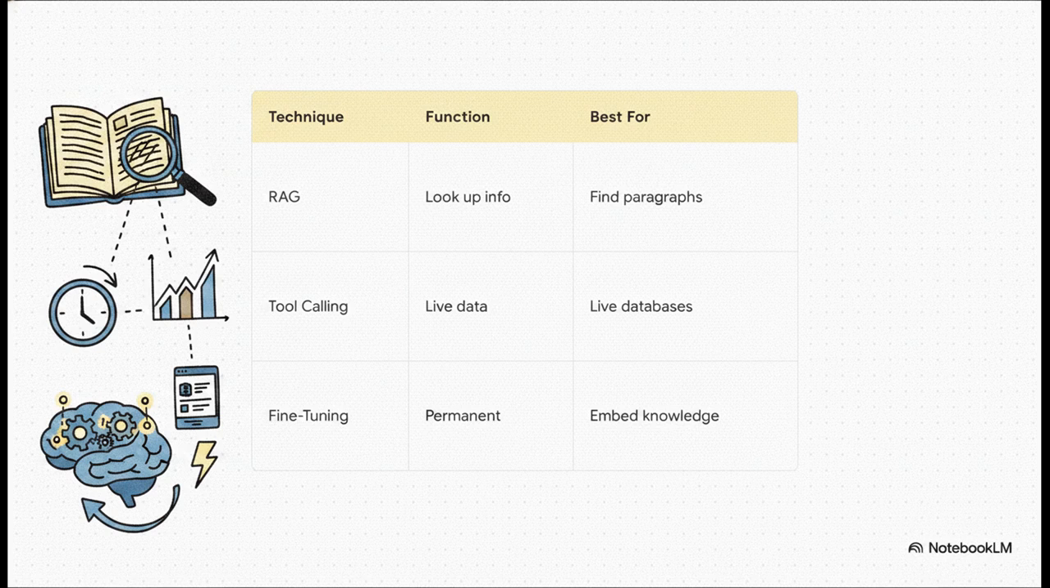But what if you want the model to just know the information instantly without relying on any external databases at all? That is exactly when you fine-tune it. Fine-tuning completely eliminates that search latency, and as a huge bonus, it drastically reduces your token costs because you aren't forced to paste massive blocks of context into your prompt every single time.